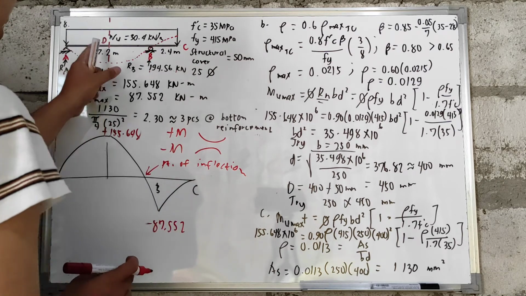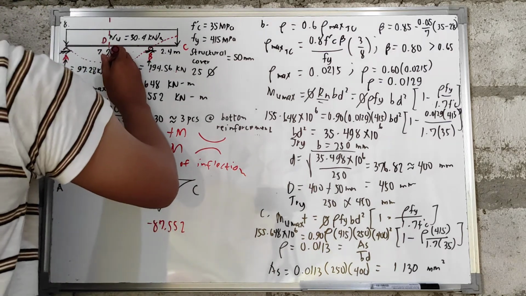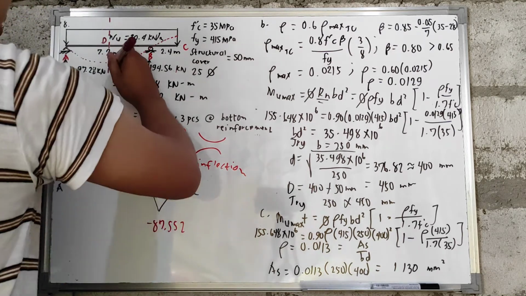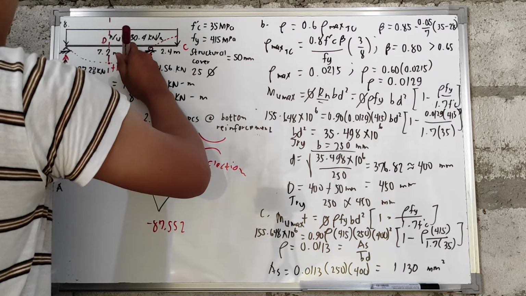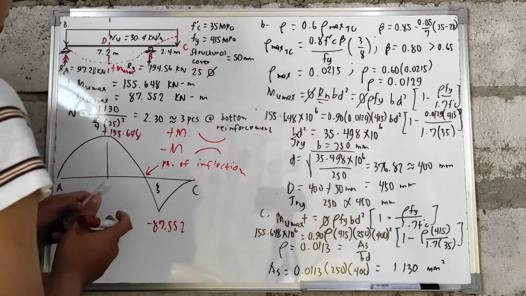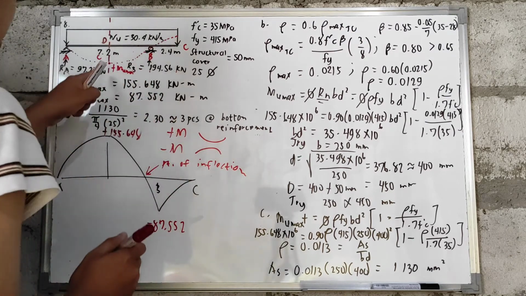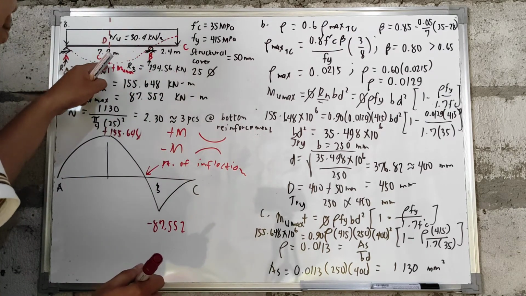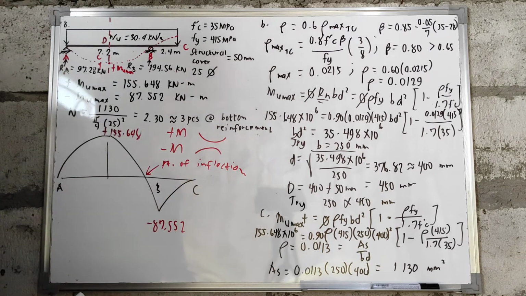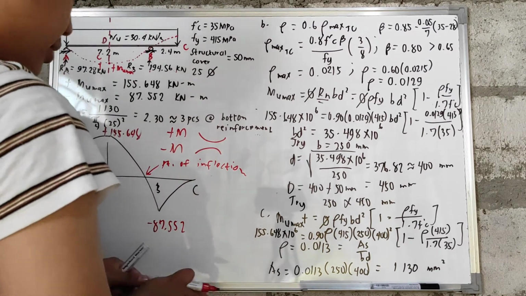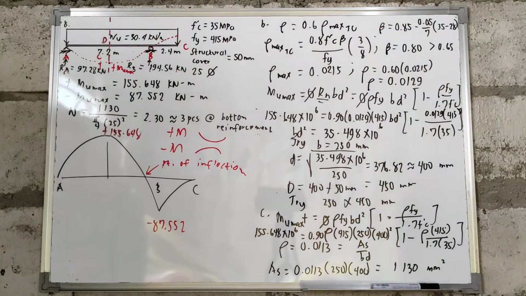So at this point, this is the location of our maximum moment. Here is our positive Mu max. Here, since the compression is at the top and the tension is at the bottom, our tension is in the bottom part, which is why we have bottom reinforcement. That is the reason why the reinforcement we designed is at the bottom.